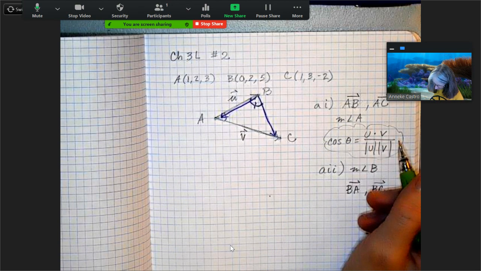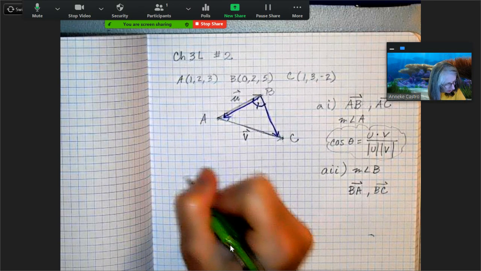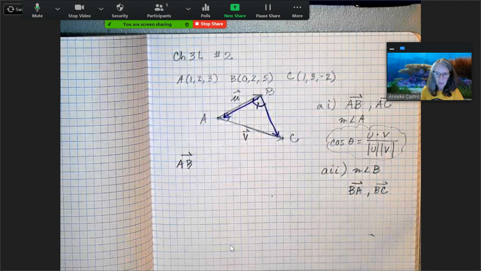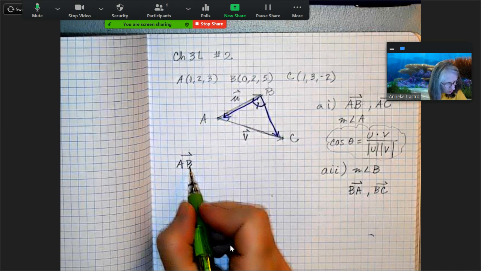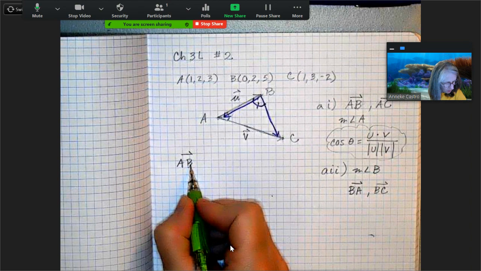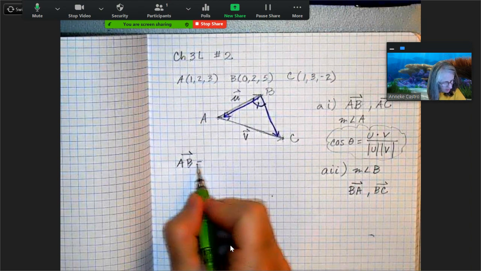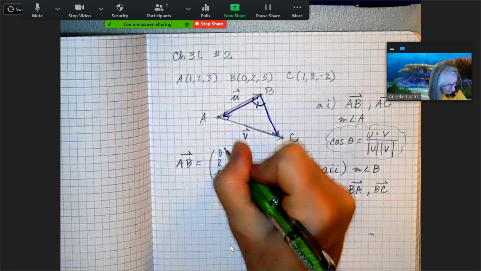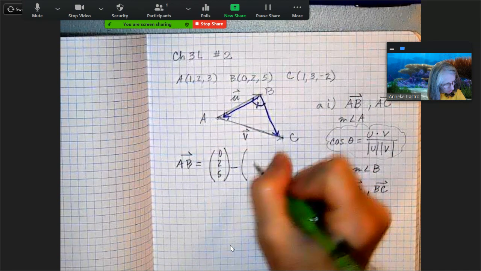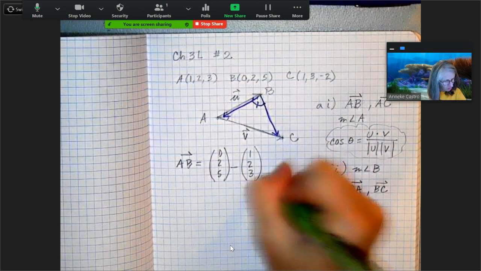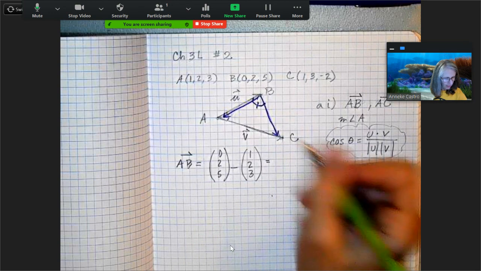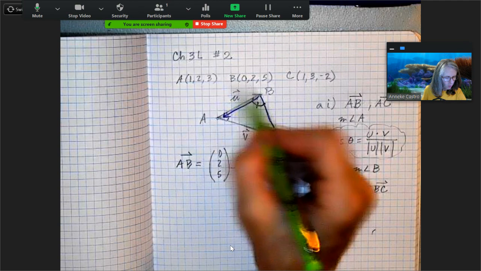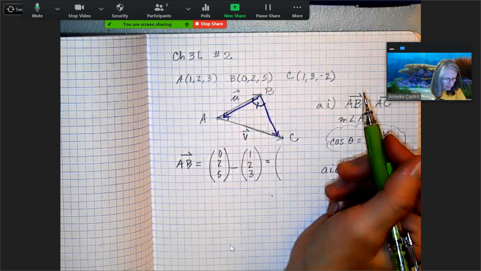In order to find that angle, we need to take these 2 points, and if I'm trying to find vector AB, sorry, that got a little messy. Remember, you start with the second point and you subtract the first point. So this is going to be equal to B, which is 0, 2, 5, minus A, which is 1, 2, 3. You just subtract them, and that will get you the vector. If you subtract the coordinates of the endpoints, that gets you the vector in between them, because that gets you the shift.